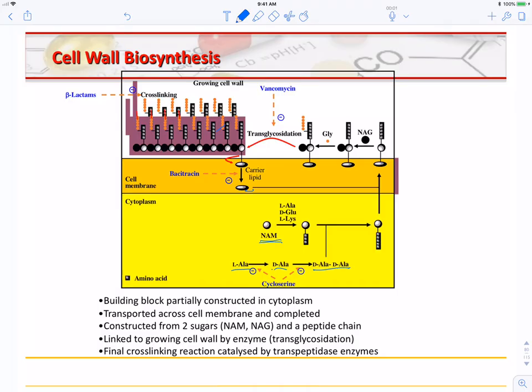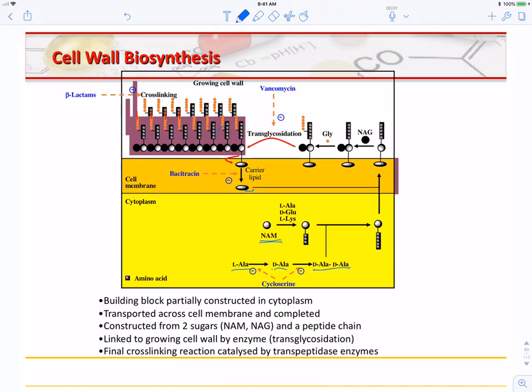That then gets translocated into the membrane, in which it gets attached to a lipid carrier and then exposed to the other side of the membrane where NAG gets attached, so the other polysaccharide that is involved in biosynthesis. And then we have the transglycosylation reaction, which attaches two of these monomers together to form the cell wall. And then the cell wall is cross-linked by other enzymes that are the target of beta-lactam antibiotics.